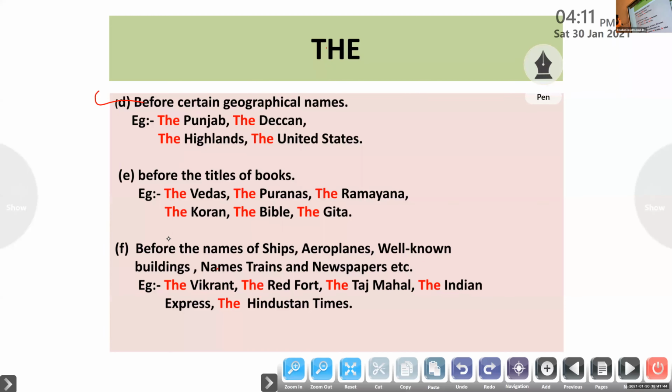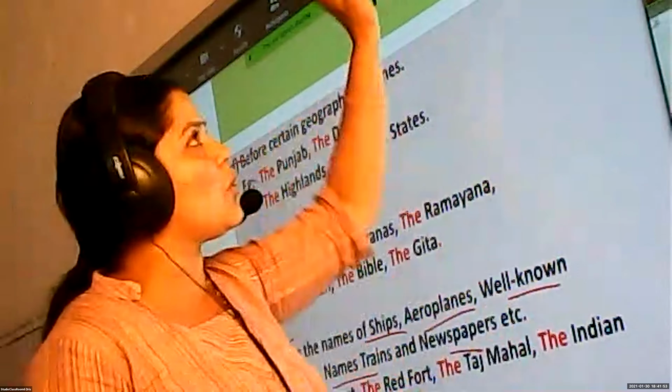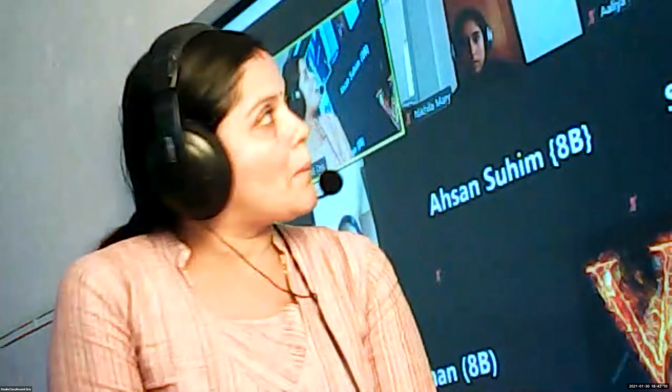Okay. So before the titles of books, we are supposed to use the article. And children, point number F, before the names of ships, aeroplanes, well-known buildings, names of trains and newspapers, we can use the definite article. Before the names of newspapers: the Hindu, the Indian Express, the Deccan Chronicle, the Manorama, Mathrubhumi, right? So we can use it before the names of newspapers, okay?